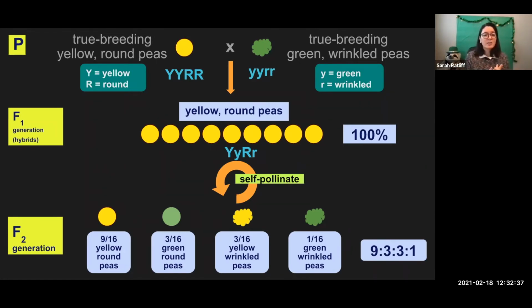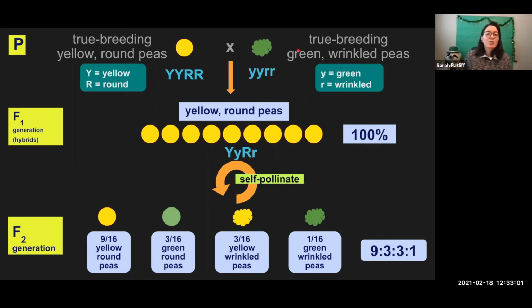Because yellow is dominant, I make a capital Y. Round is dominant, capital R. We need 2 alleles for each characteristic, which is why we have 2 Ys and 2 Rs. Looks kind of weird because now we have 4 of those letters instead of just 2, but we're looking at 2 different traits.